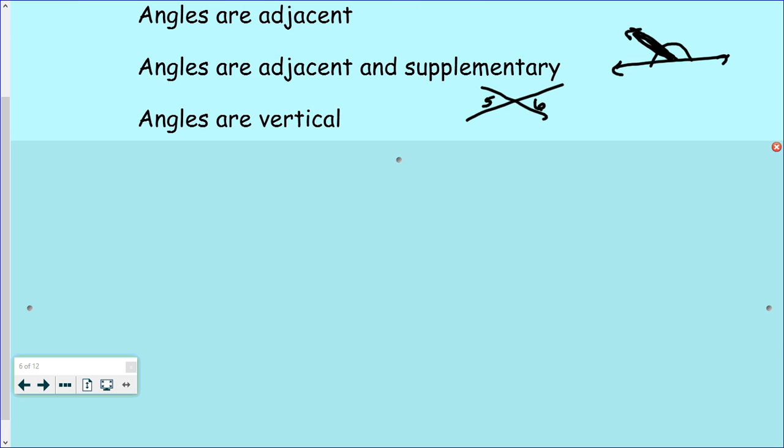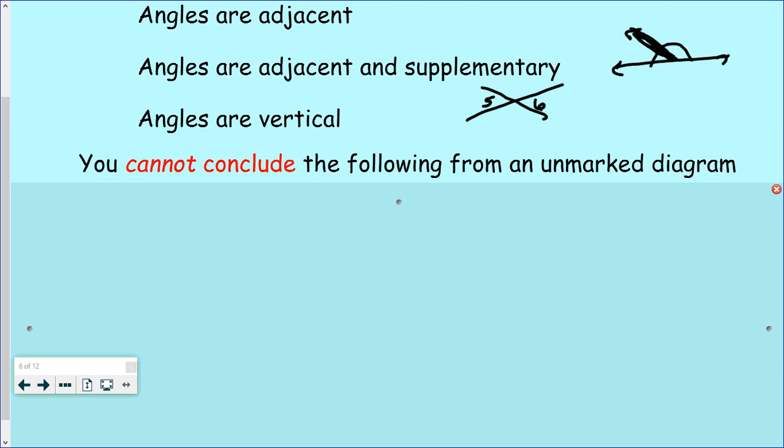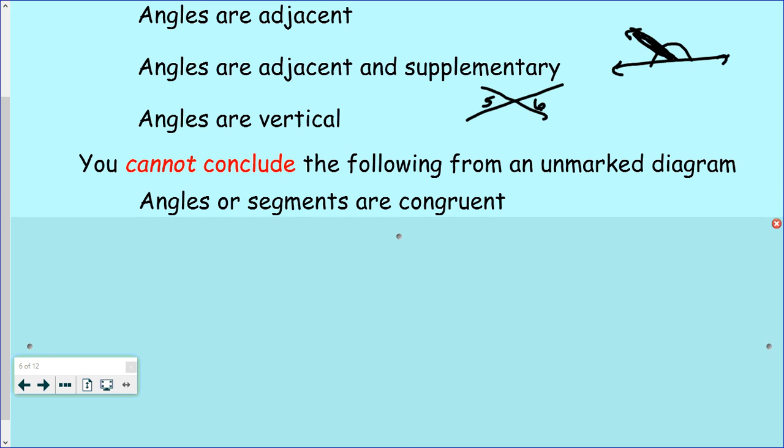And there are some things that we cannot conclude from a picture that has no markings on it. Again, if it has congruent marks, you know about congruence. But here we're talking about pictures that have nothing marked. We already established the things that we are allowed to conclude. We cannot conclude that two angles or segments are congruent. Just because they look to be congruent, that doesn't mean they are congruent. They would have to be marked for us to say they're congruent.